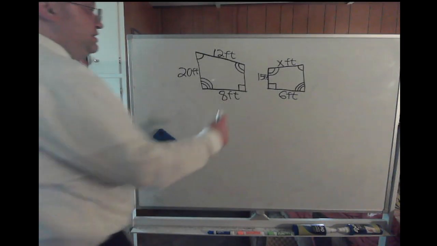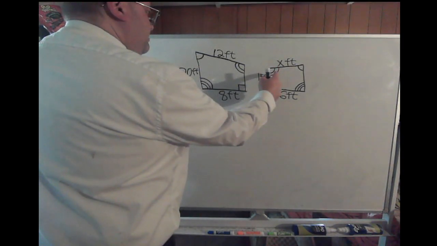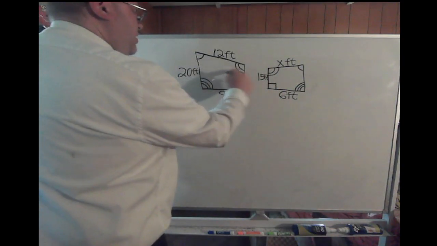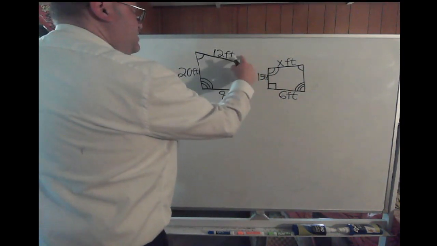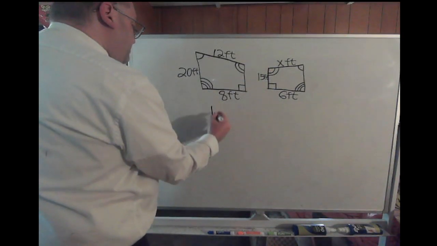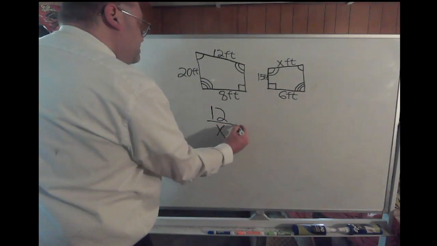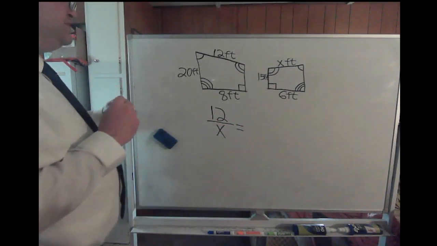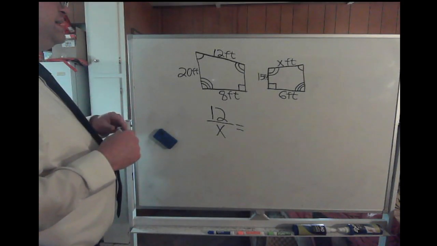I think it's clear that based on where the congruency markings are, the 1 and 2 arcs, the congruency markings at the 12 corresponds to the x. So you'll set up your ratio 12 over x. You'll set that equal to, now take your pick of sides. You could take your pick of sides.